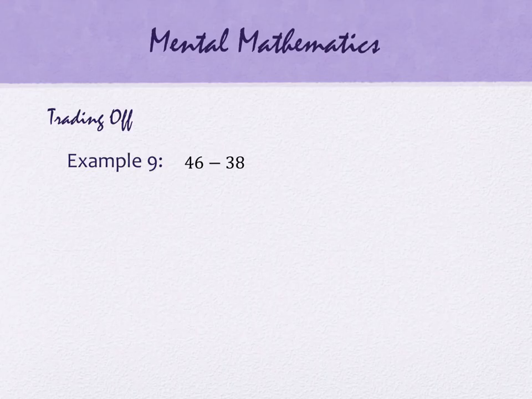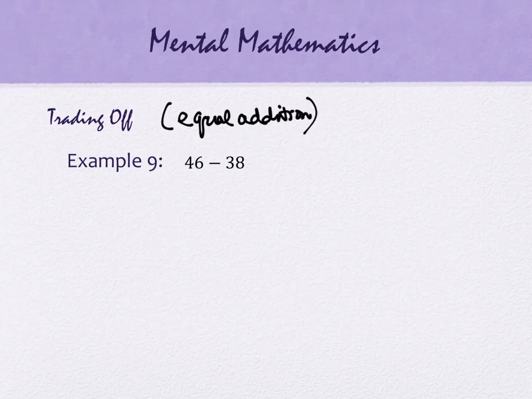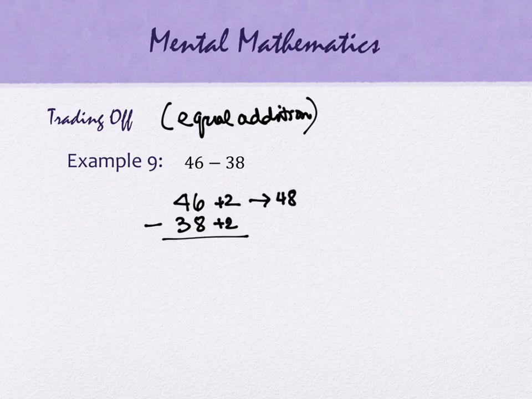Trading off means the same thing as equal additions. So equal addition here. So we have 46 minus 38. I'm trying to get us to not borrow. So we add 2 here, which means we add 2 here. This gives me 48. This gives me 40, and if I subtract, I have 8. Okay?